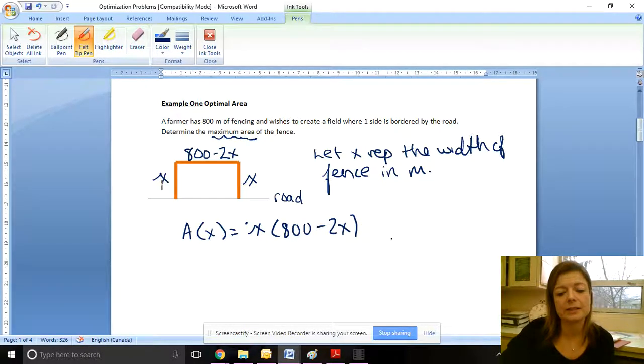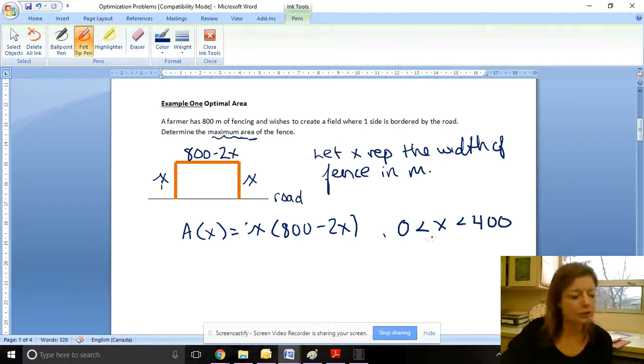Now here's where it's different. Again, you have to put your domain. So our domain here is from 0 to 400. Okay, notice I do not include 0 and 400 because in either of these cases you will have no area and there ain't no fence.